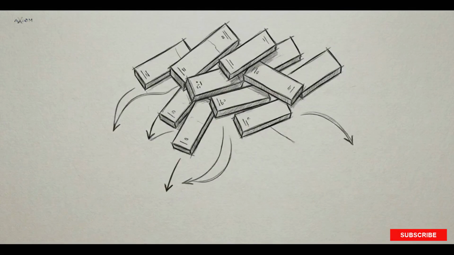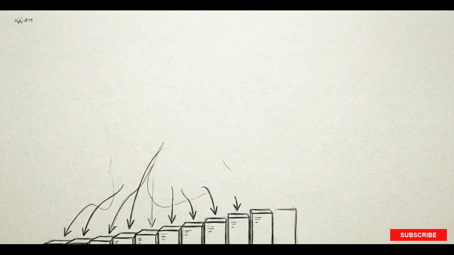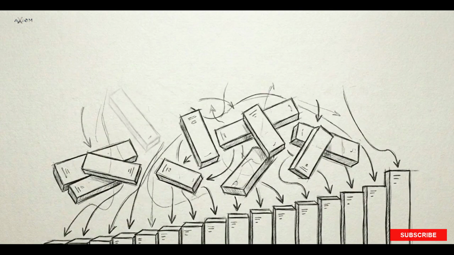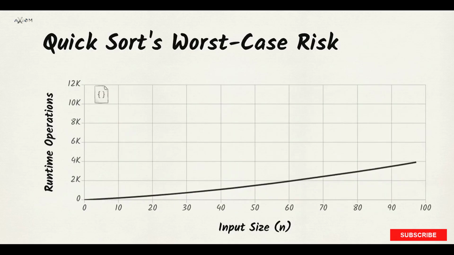In computer science, merge sort provides a flawless mathematical guarantee, a worst case time complexity of O(n log n). Time complexity is a metric that measures how an algorithm's runtime scales as the input size grows, no matter how chaotic the data. Merge sort never exceeds this boundary.